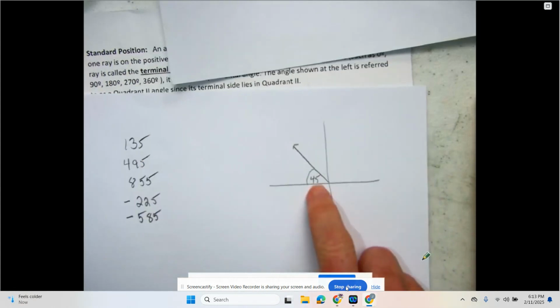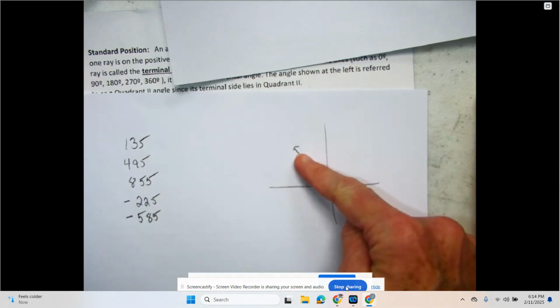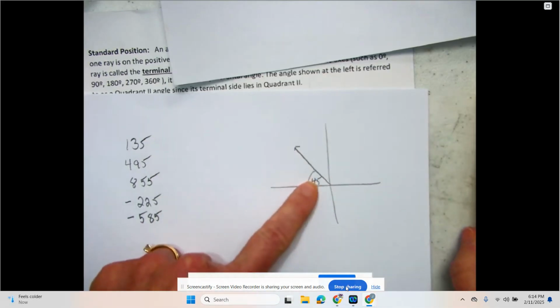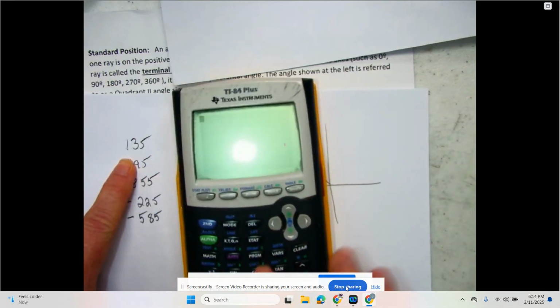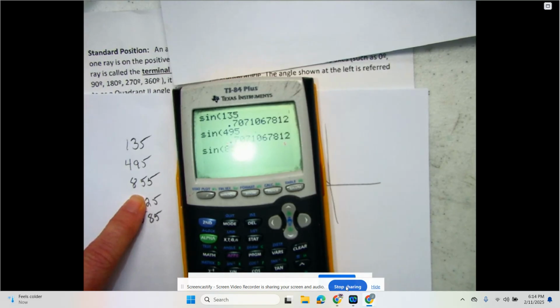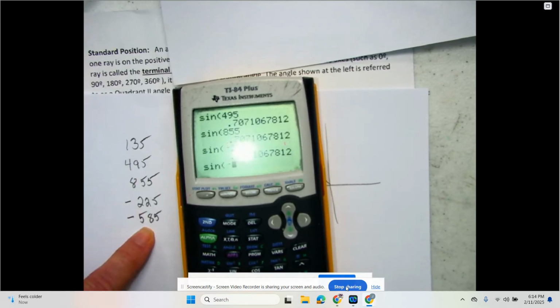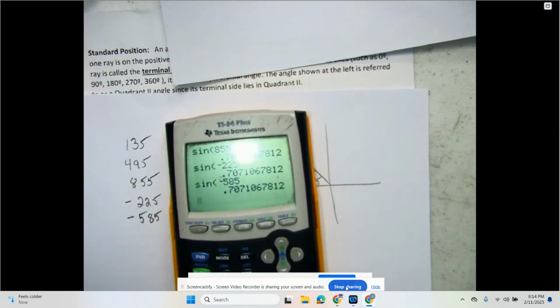So watch, they're all coterminal angles. They all end right here in the second quadrant, and they have a 45-degree reference angle. So if I was to take the sine of each of those, like the sine of 135, the sine of 495, the sine of 855, what do you notice? The sine of negative 225, the sine of negative 585. It's the same number.